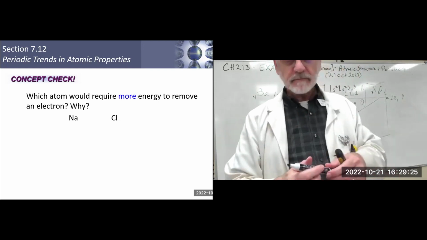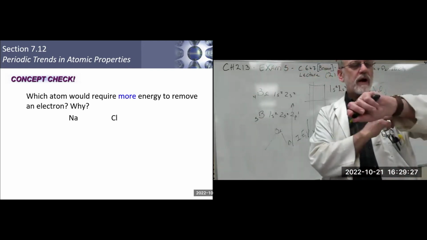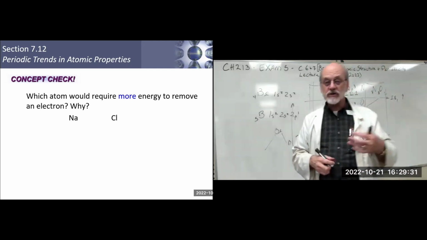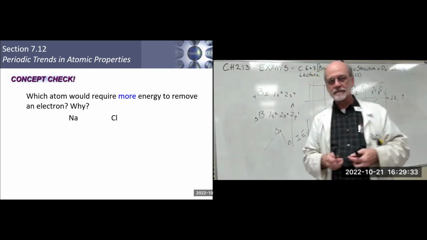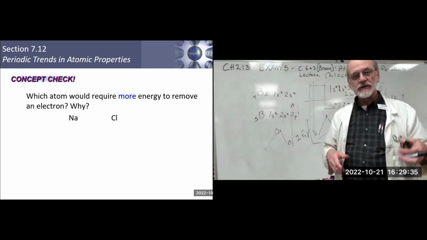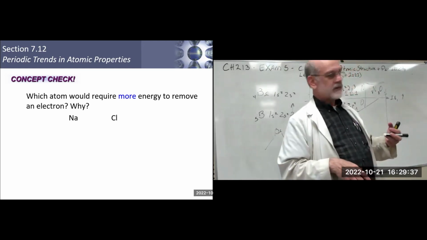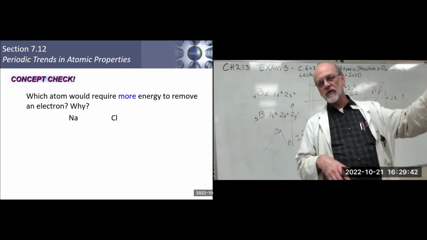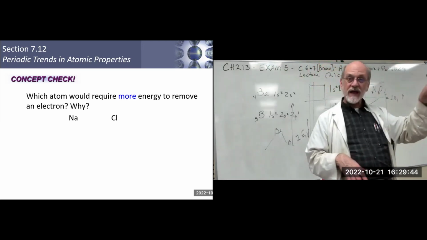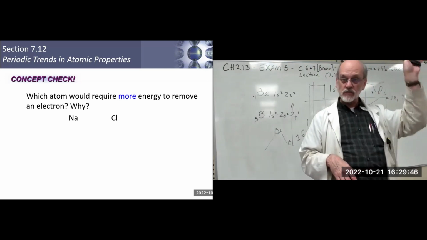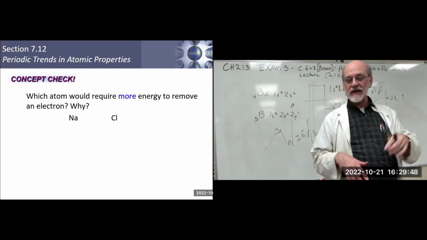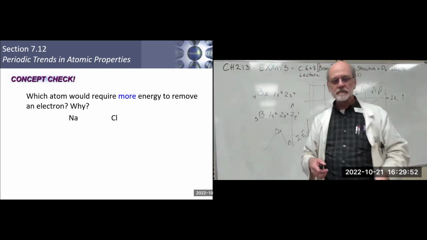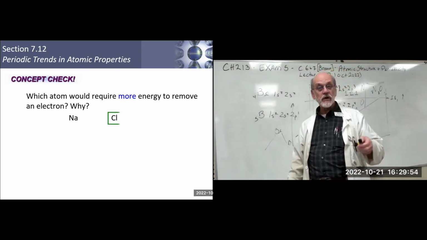All right. Which atom would require more energy to remove an electron, and why? Well, think of the trend. Sodium and chlorine are both in the third period. Sodium's way on the left, chlorine's way on the right. The trend is, as you go to the right, first ionization energy goes up. So chlorine should require more energy to remove that first electron than sodium.